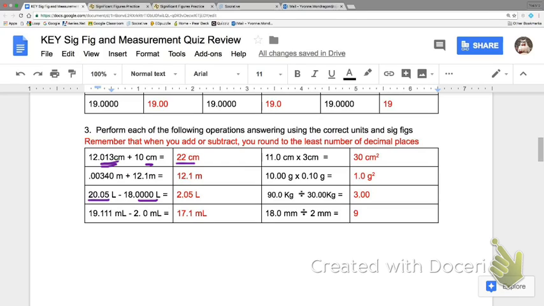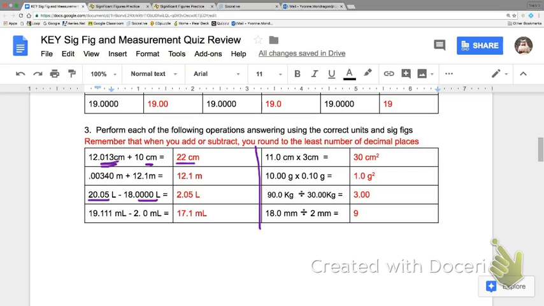Multiplying and dividing in this column, we're going to count the value that has the least number of significant figures. So remember, when we multiply units, we're going to square them or cube them. When you divide units, if it's the same unit, they're going to cancel out.